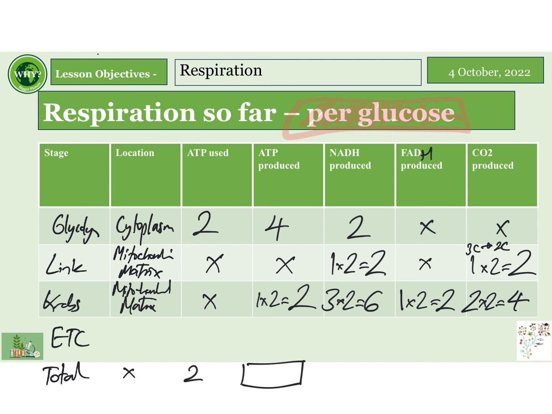Okay? NADH produced is 2 plus 2 plus 6, which is 10. That is very important that we remember that. FADH produced is 2. Carbon dioxide produced is 6.